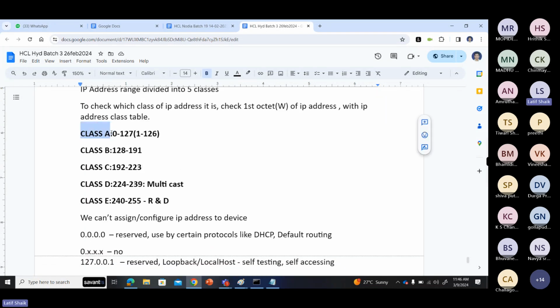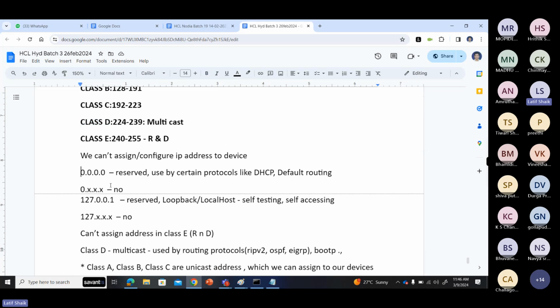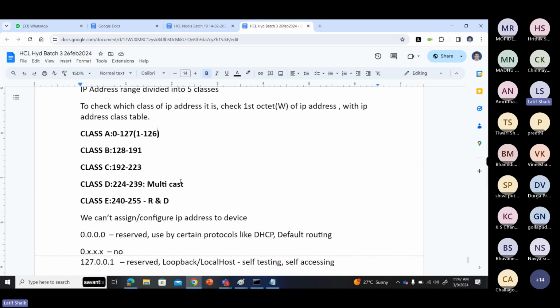For Class A, the first octet range is 0 to 127. The 0 series, the total 0.0.0.0, we cannot assign to any system. 127.0.0.1 is the localhost or loopback address, used for self-testing, same-system access purposes. The 127 series also we are not using. So these two we are not using. That's why in certain textbooks and websites they write 1 to 126. The total range is 0 to 127, and we don't use 0 and 127.